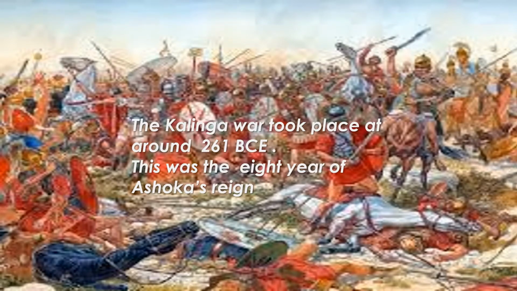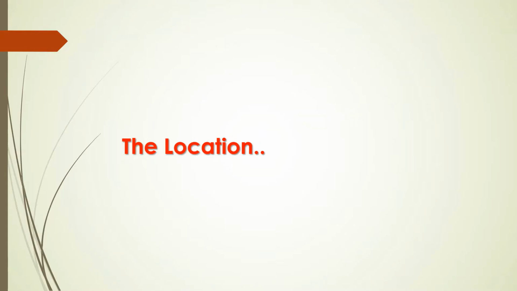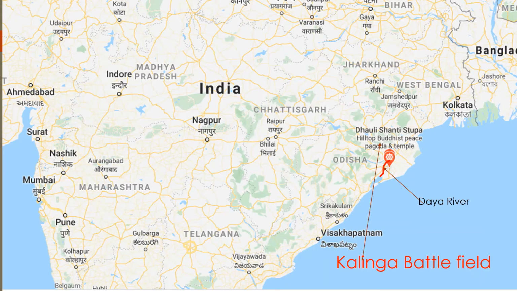Now, let us know when the war occurred. The war took place at around 261 BCE. This was the 8th year of Ashoka's reign. Now, let us know about the location. According to historians, a large open space adjoining the Dhauli hill near Daya river, some 10 kilometers from Bhubaneswar, is considered the location of the battlefield.